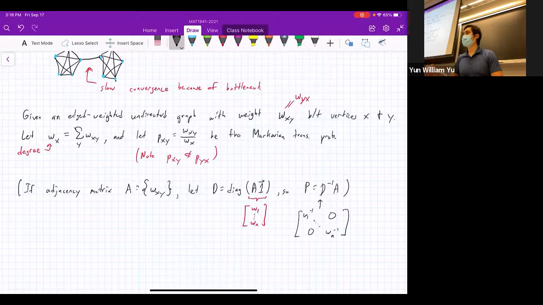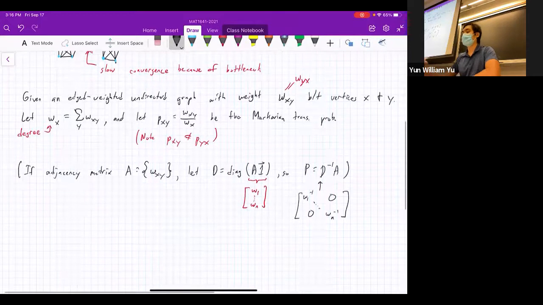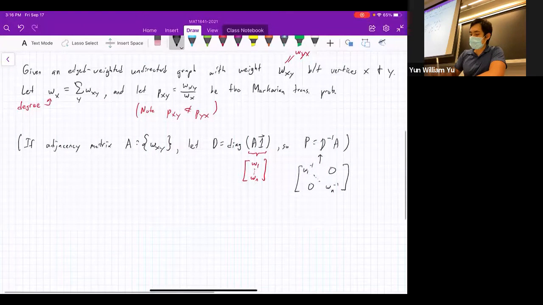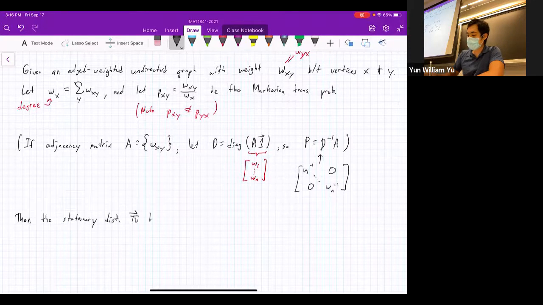We're mostly not going to use that formalism. We're going to just work with indices, but just to connect it to any other graph theory courses you may have taken. Okay, so once we have that, we can figure out the stationary distribution pretty simply. The stationary distribution for this Markov chain is simply that each node has probability mass proportional to its degree. So W_x over W total, where W total is just the sum of all the degrees.